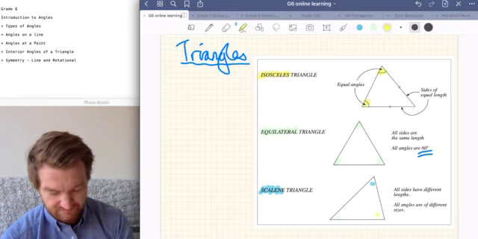Now let's think about this equilateral one here. We know that all of them are 60. We've got 60 degrees 3 times. That's 180 degrees altogether.